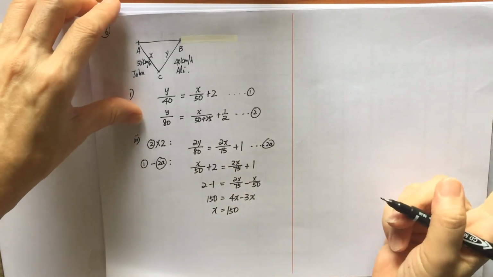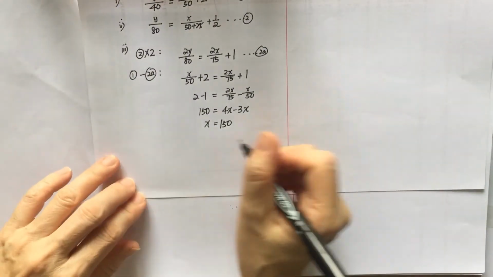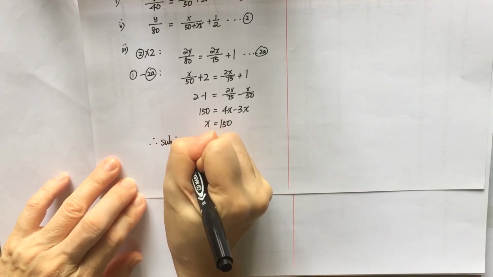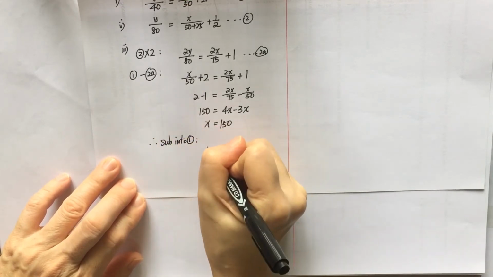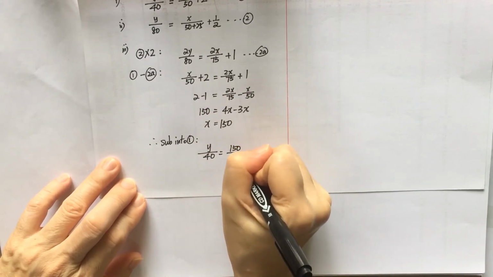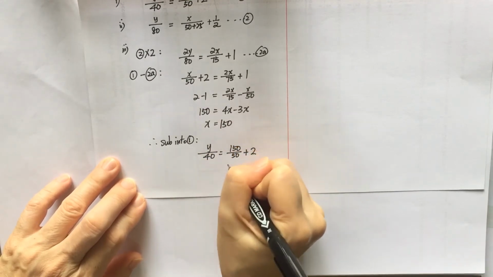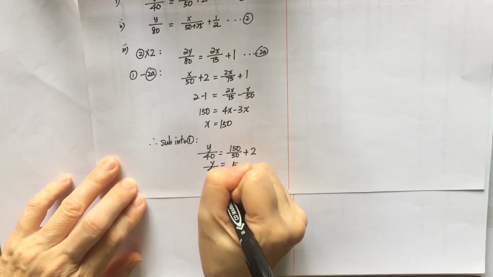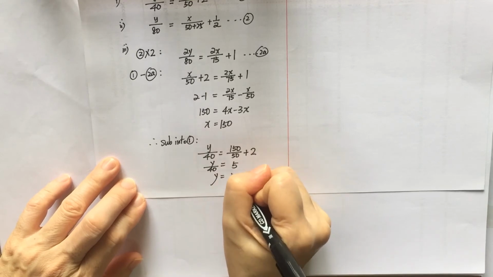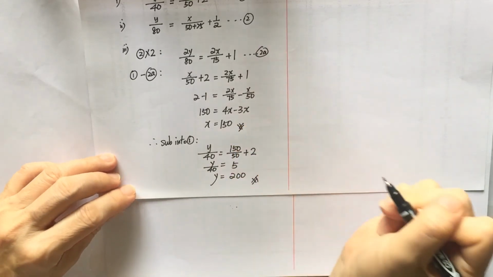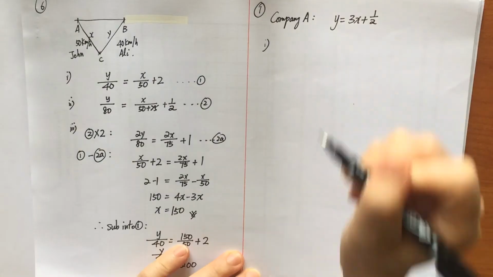So when x is 150, my y is easy now. If I substitute into equation 1, I'm going to get y upon 40 equals 150 divided by 50 plus 2, which is 3 plus 2, which is 5. So y upon 40 is 5, so y is actually 200. So x is 150, y is 200.